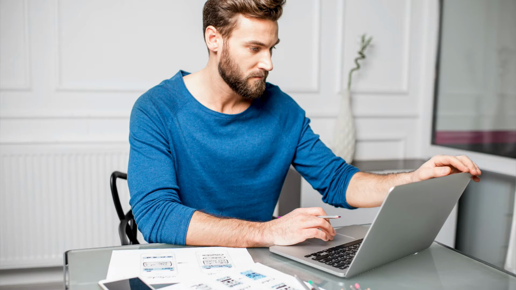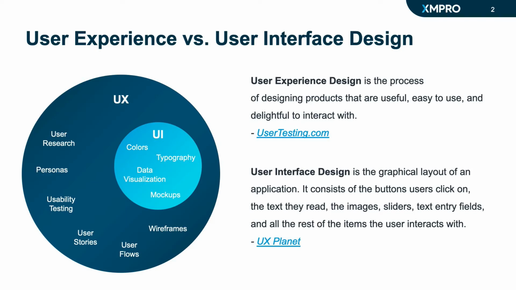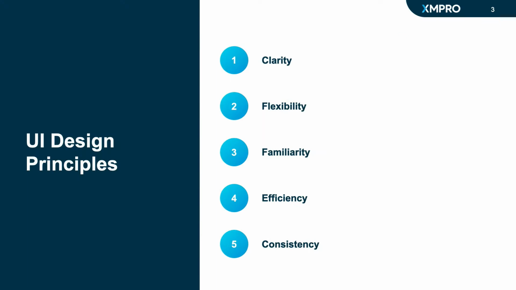Now that you understand what it means when I refer to UI or UX design, I'm going to go through a few key design principles that you should keep in mind as we move through this course. The 5 foundational principles of UI design that I want to go through with you are clarity, flexibility, familiarity, efficiency, and consistency. I understand that these words might not mean much to you at the moment, but I'm going to take you through a few practical examples to show you how they apply to your designs.